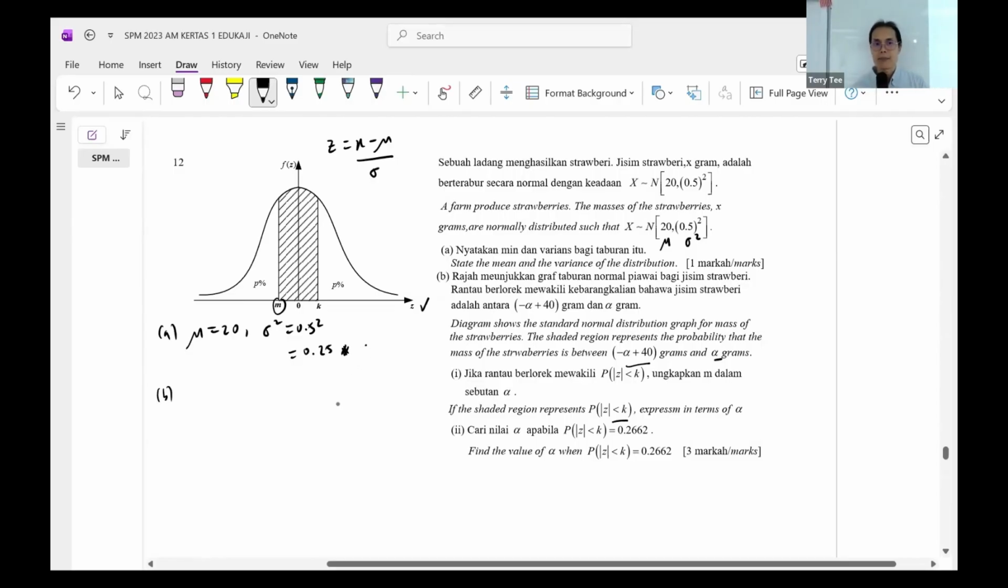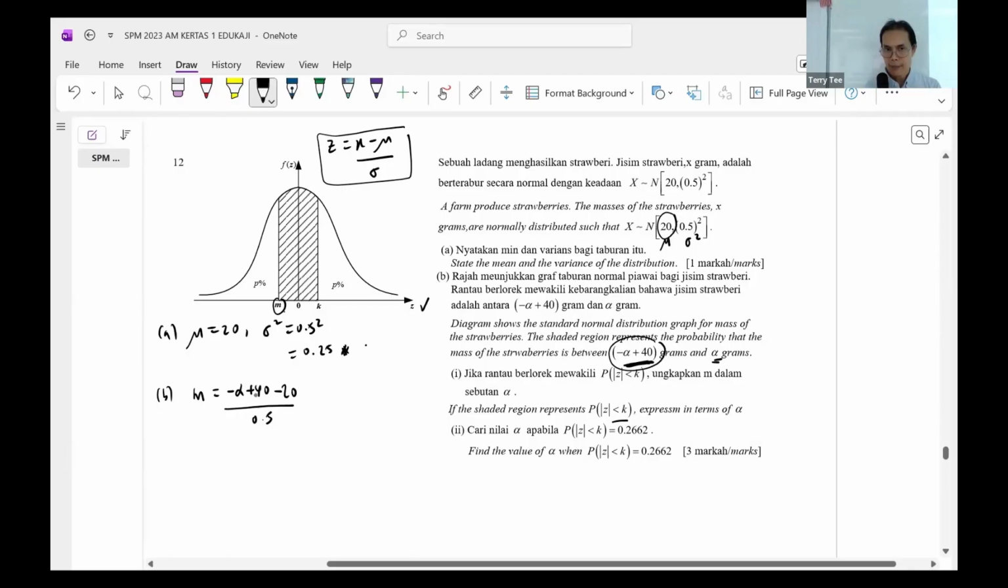After you standardize, you get M. Before you standardize is your X value, right? Now, the question already say this is your X value. Before you standardize, the mass is between minus alpha plus 40 and alpha. So this M corresponds with this minus alpha plus 40. So we're going to sub inside this formula here. The Z value is M, your X value is minus alpha plus 40, you minus your mu. What's your mu? Mu is your mean here, which is 20. Divide your standard deviation. Okay, your variance is 0.5 square. Your standard deviation is square root of your variance, just 0.5.